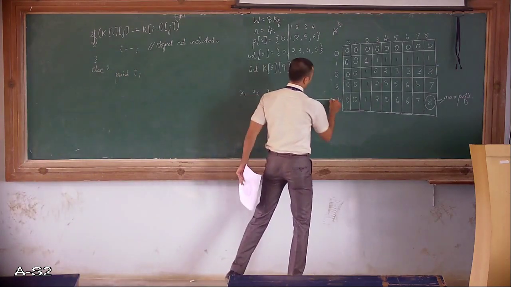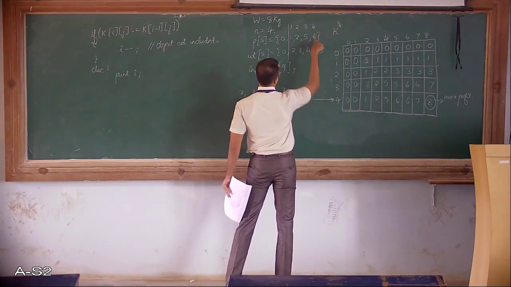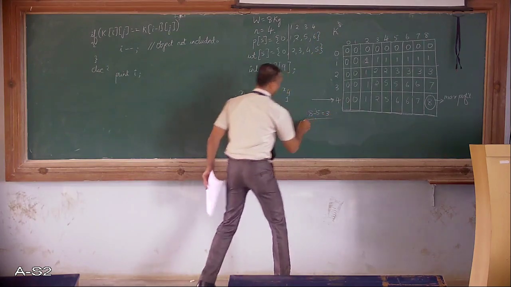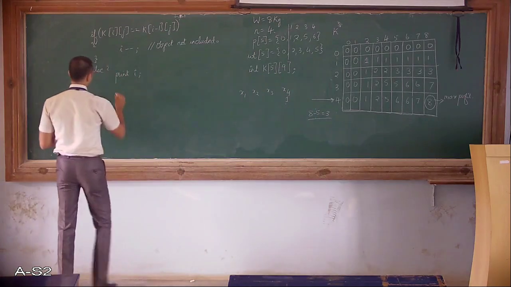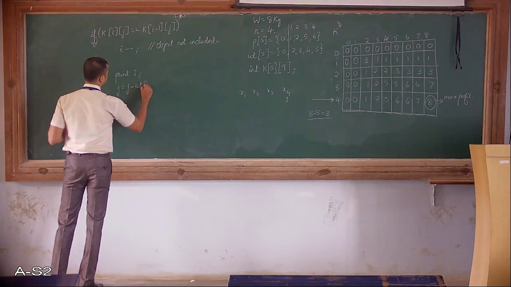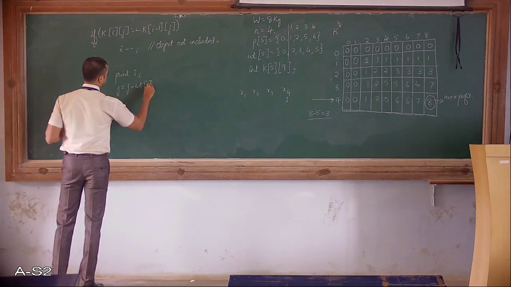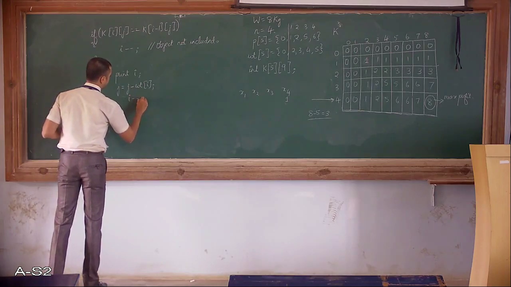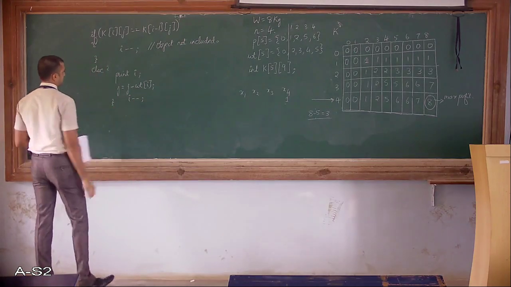What is the weight of the fourth object? The weight of the fourth object is 5. So we did 8 minus 5, which is equal to 3. This is exactly what we will be doing: j is equal to j minus weight of I, and then move to the previous row, I minus minus.